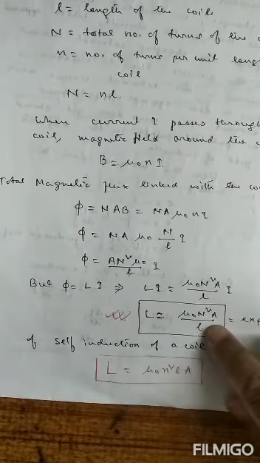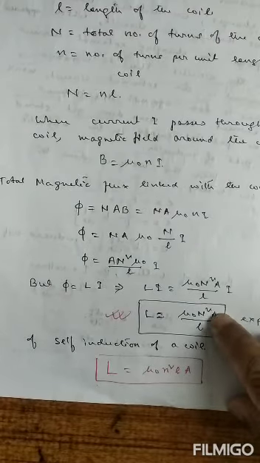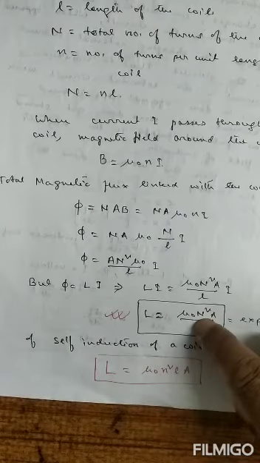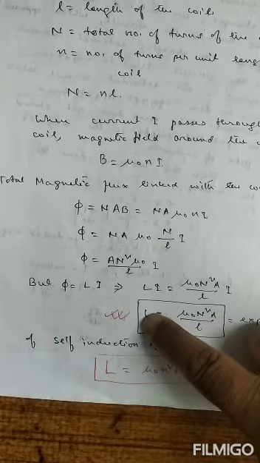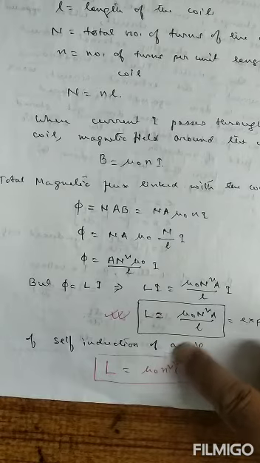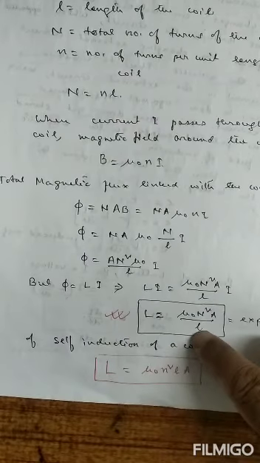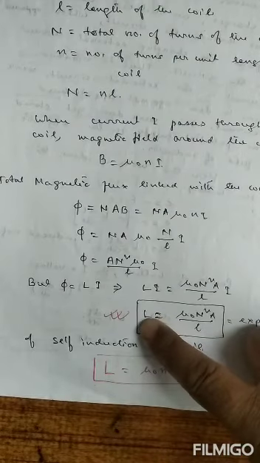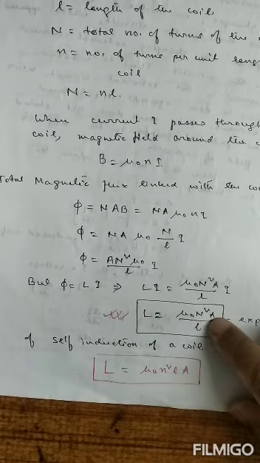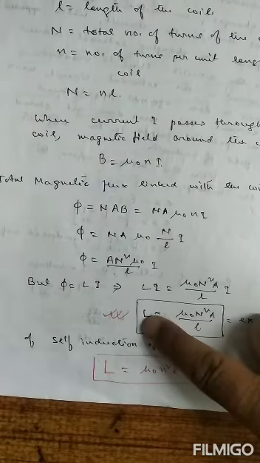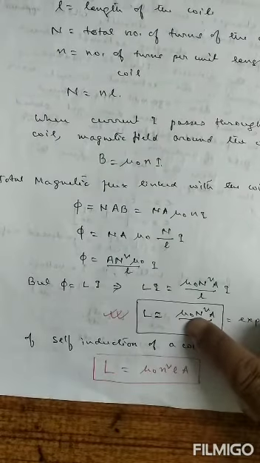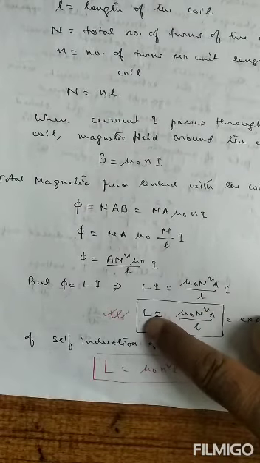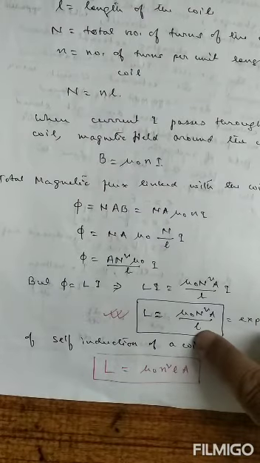From this equation, it is clear that when cross-sectional area of the coil increases, coefficient of self-induction of the coil increases. When total number of turns of the coil increases, coefficient of self-induction of the coil increases. And when length of the coil decreases, coefficient of self-induction of the coil increases. That means coefficient of self-induction of a coil increases with increasing cross-sectional area, increases with increasing total number of turns as a square, and increases when length of the coil decreases.